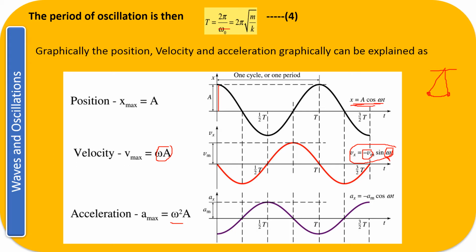Right? And in this way, the maximum value of the acceleration that I'm going to get is omega square a. So this is your graphical representation. Now you see it carefully. Now this is your position and this is your velocity. So position and velocity are at a phase of pi by 2. So always position and velocity are at a phase of pi by 2.